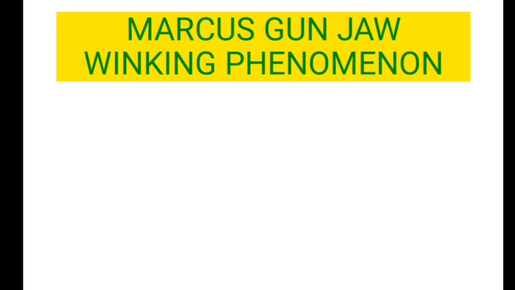This is the most important thing, that is Marcus Gunn jaw winking phenomenon. This is nothing but a synkinetic movement. That is, whenever the patient moves his jaw to the opposite side, the ptotic eyelid will elevate. This is because of the misinnervation, that is from the trigeminal nerve, which is innervating the lateral pterygoid muscle, and also the oculomotor nerve, which is innervating the LPS. So there is miscommunication between these two. Whenever the lateral pterygoid is put into action by the movement of the jaw to the opposite side, there will be elevation of the lid.